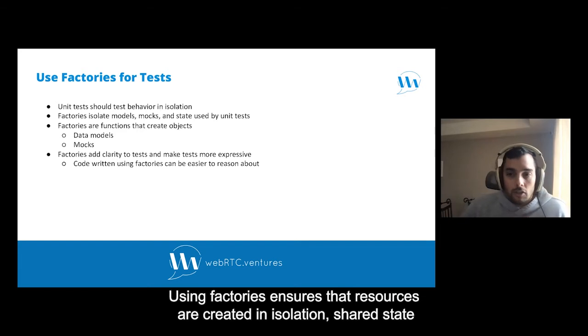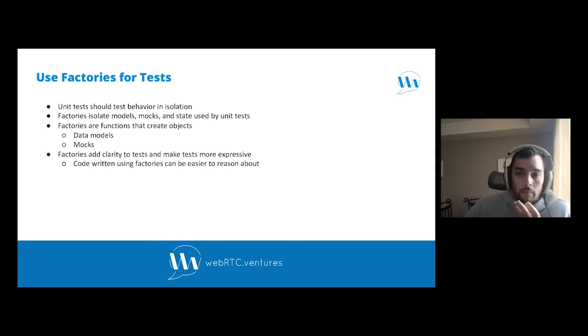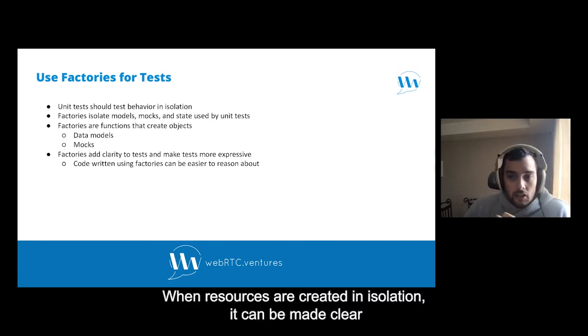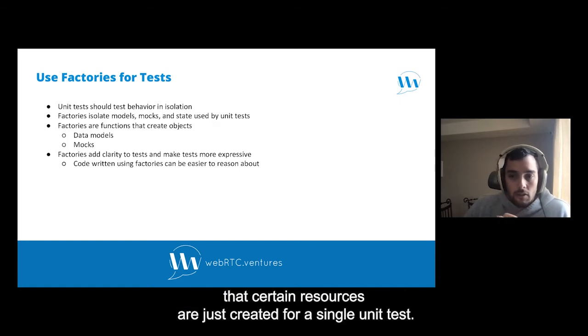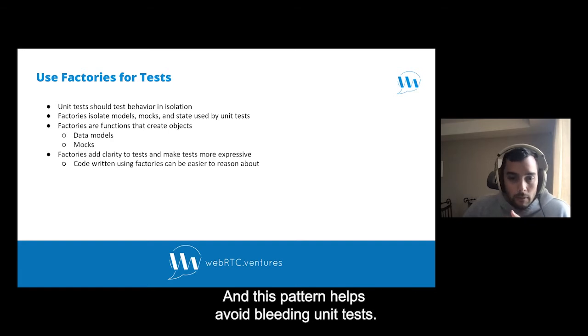Using factories ensures that resources are created in isolation, shared state is limited, and the common convention of do not repeat yourself is easily attained. When resources are created in isolation, it can be made clear that certain resources are just created for a single unit test. And this pattern helps avoid bleeding unit tests.